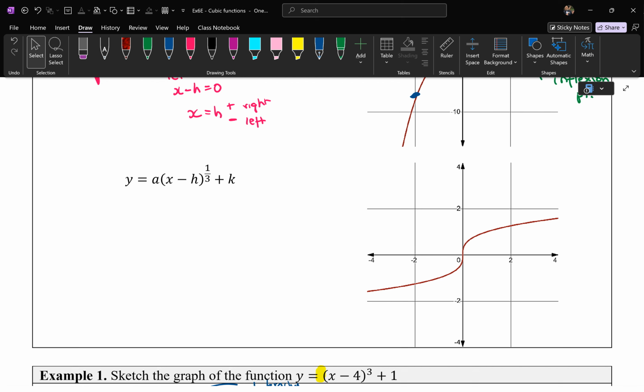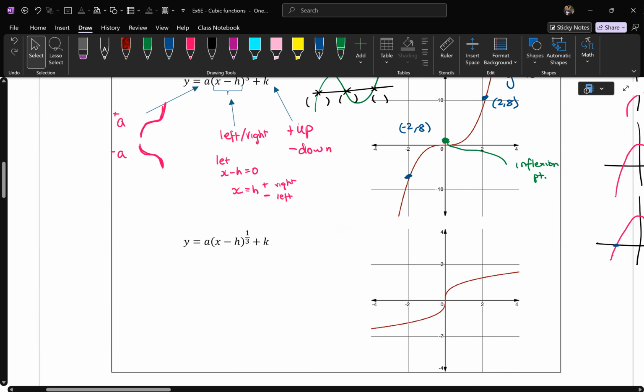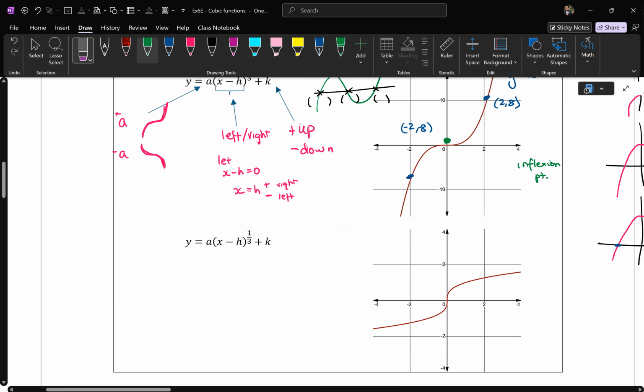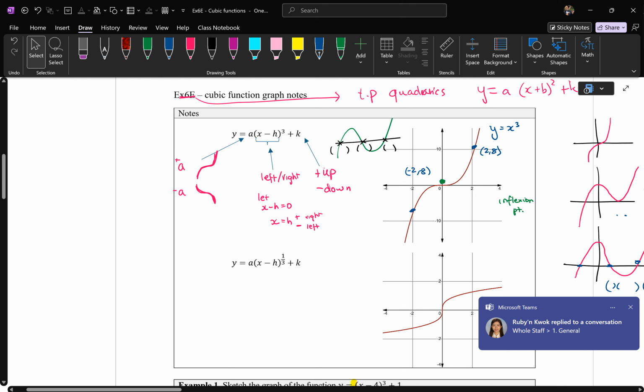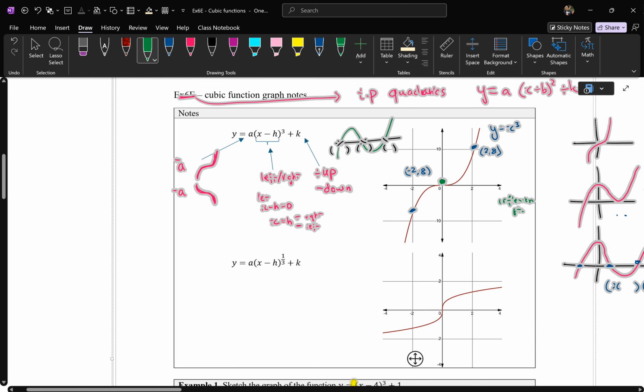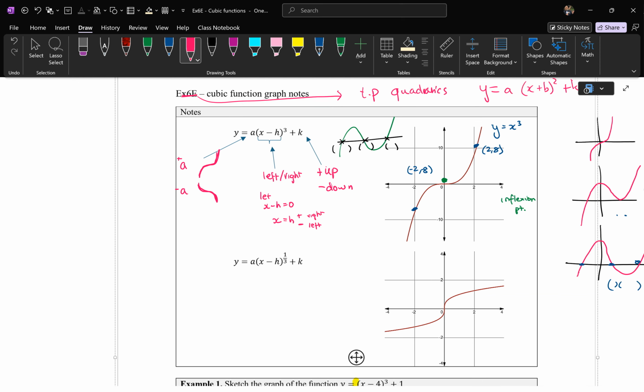And a way to remember it, if you tilt your head, it kind of looks like a cube is just reflected on the x-axis. Okay, so they're both very similar, as you can see. One is like an N shape, and the other one's like an S shape. So if it helps you, write a note, say cube root is an S shape. Same idea. So inflection point is at 0, 0. Instead of going up, it's now going right and left.